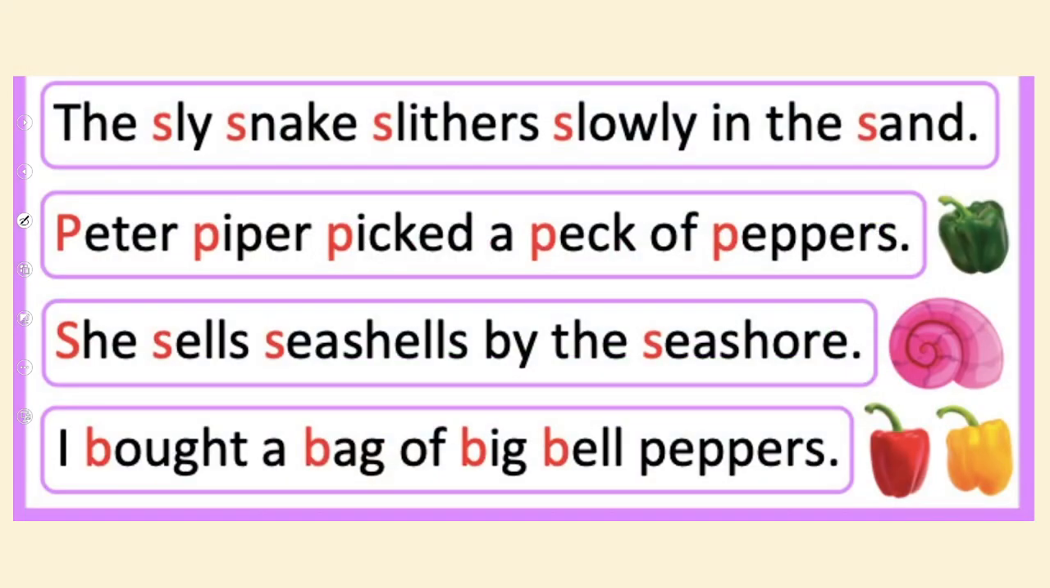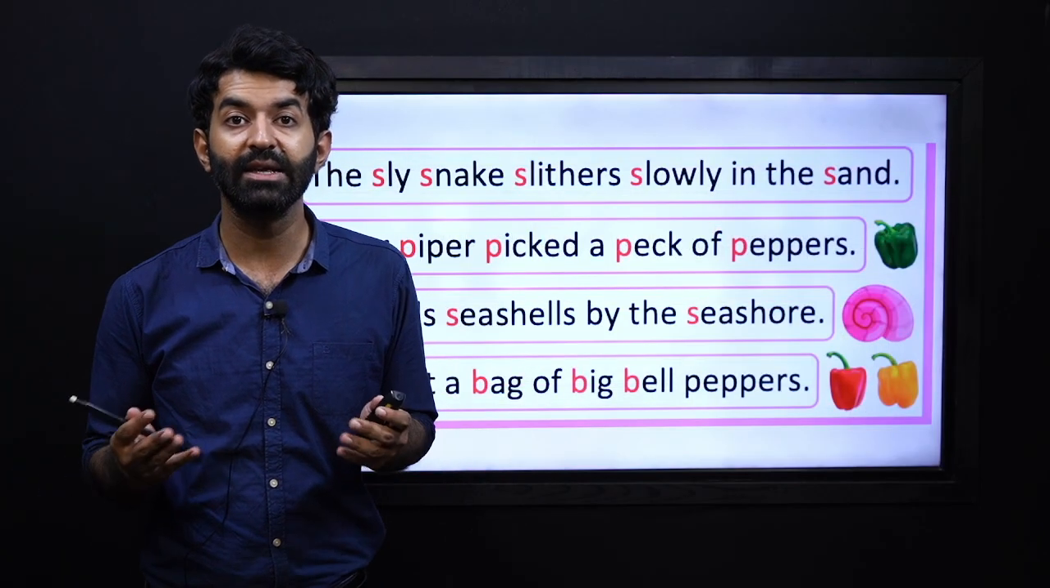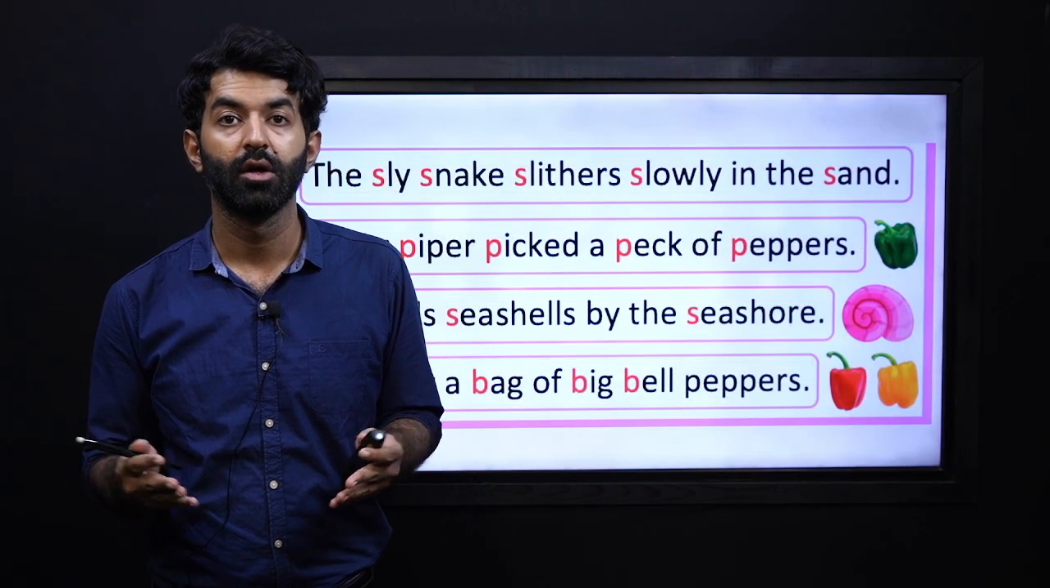Here are some examples. Let me read the first one for you. "The sly snake slithers slowly in the sand." The letter S is being repeated. This is a very good example of alliteration.